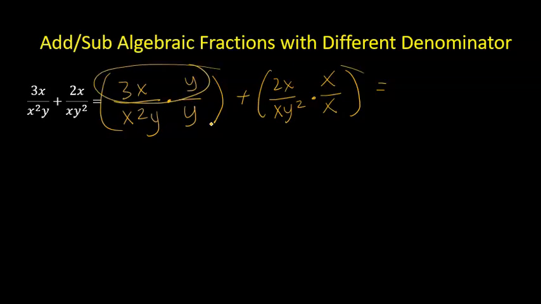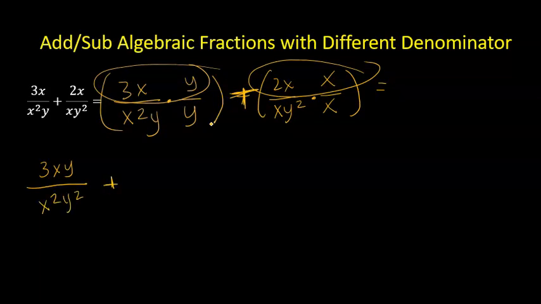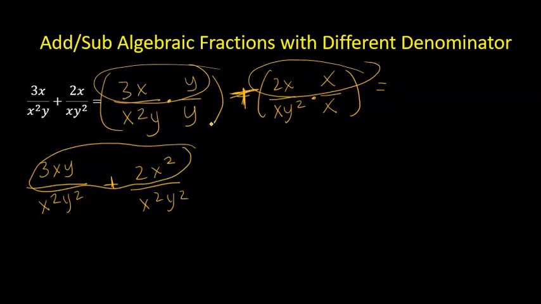I'm going to put these together and these together with a plus sign. What does that look like? Well, it gives me 3xy over x squared y squared plus 2x squared over x squared y squared. Great. Then let's put all these together. It gives me 3xy plus 2x squared over x squared y squared.